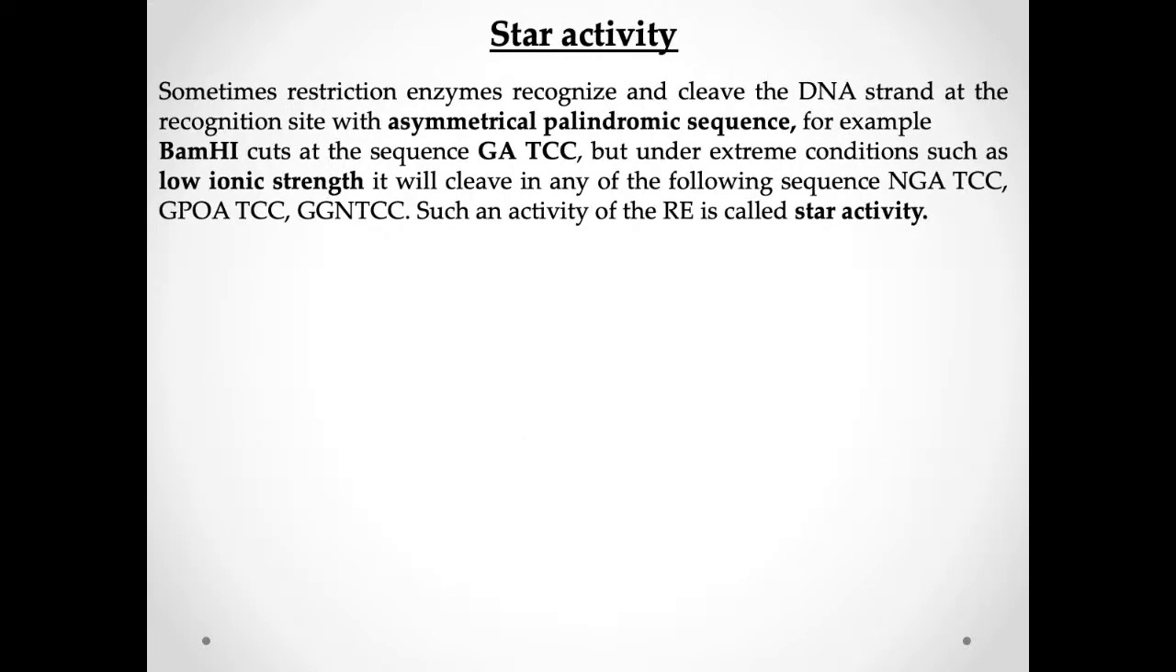And there is a star activity. Sometimes restriction enzymes recognize and cleave DNA at sites with an asymmetrical sequence, different from the palindromic recognition site. For example, BamHI, which cuts at GGATCC, under extreme conditions such as low ionic strength, can cleave NGATCC or GPOTCC and so on. Such activity of a restriction enzyme is called star activity.